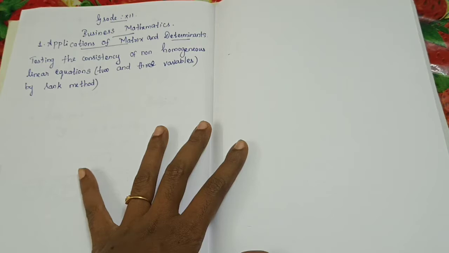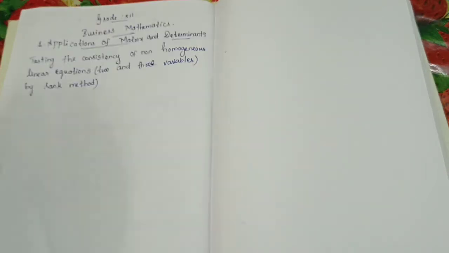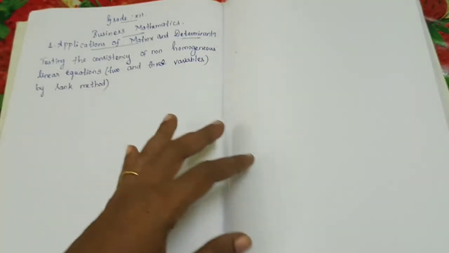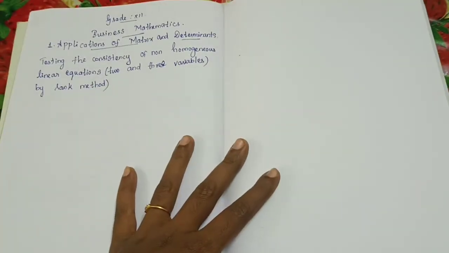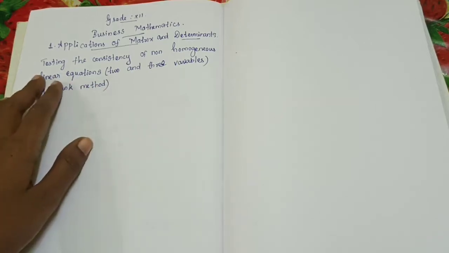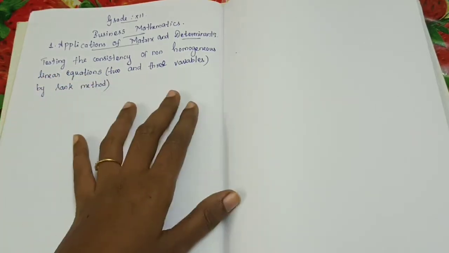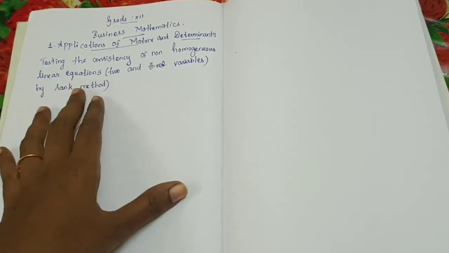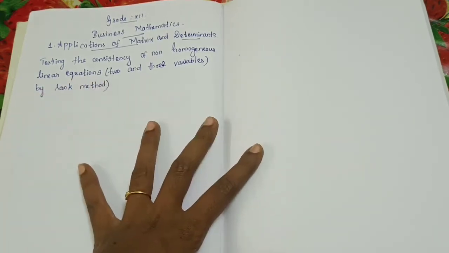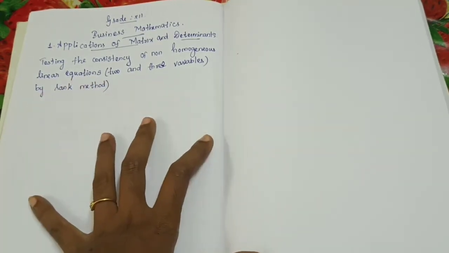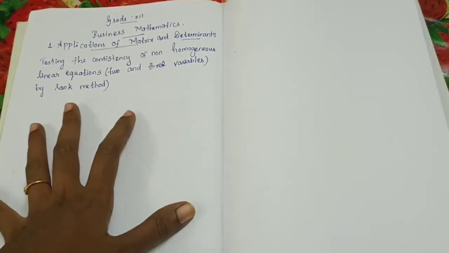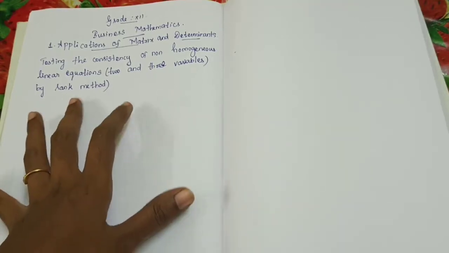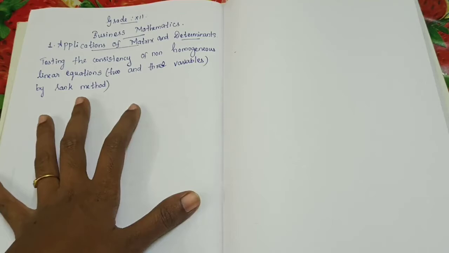I hope you all completed the last day's home assignments. Let's start today's section: testing the consistency of non-homogeneous linear equations by the rank method. In the last class itself, we started this section and completed 3 example problems.